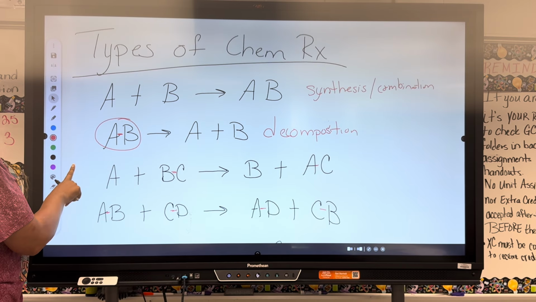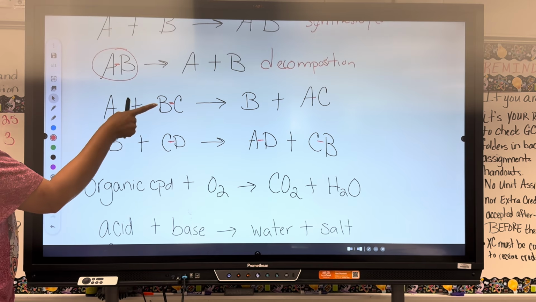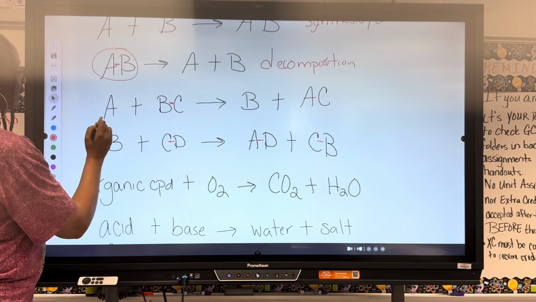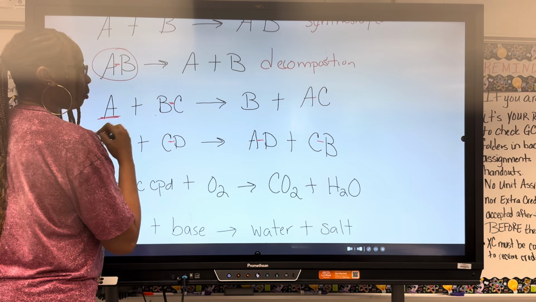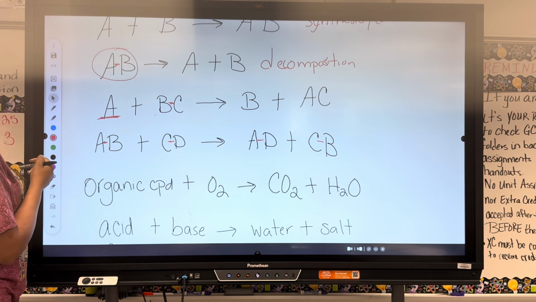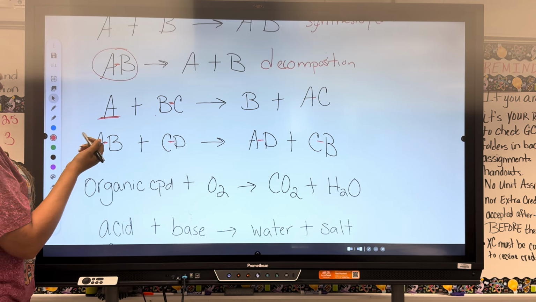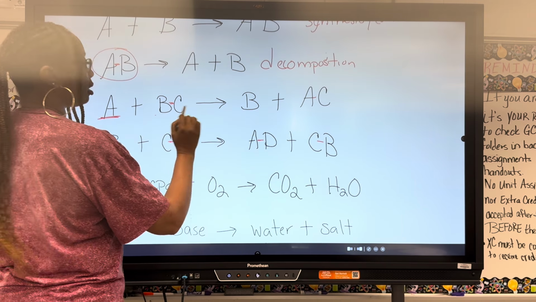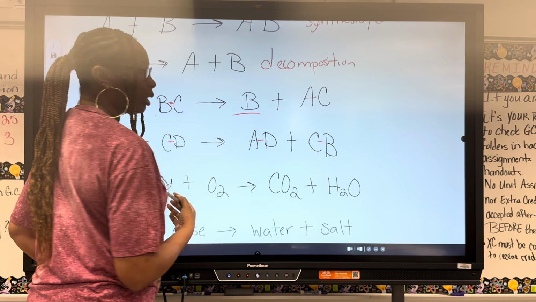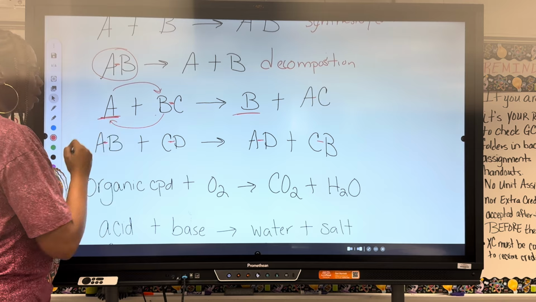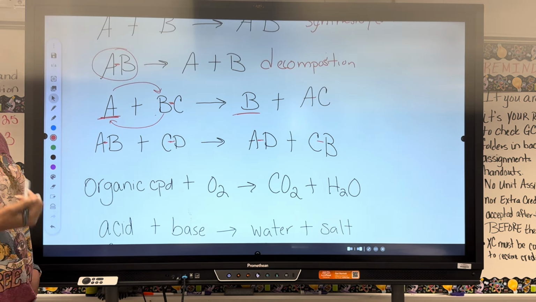Now, the next one I have, look at it. I have a single element and a compound. So this is element A, compound BC, okay? And what I end up with is element B and then compound AC. So what happened? Well, A and B changed places, or A replaced B.